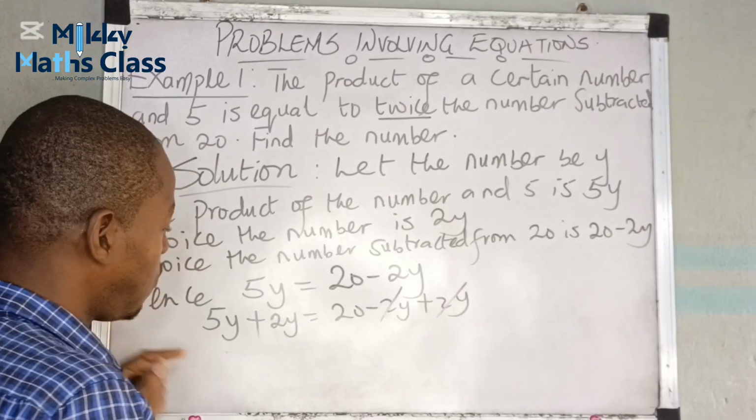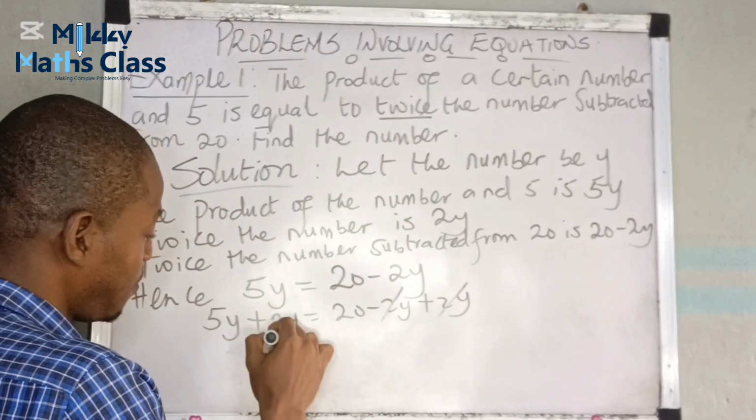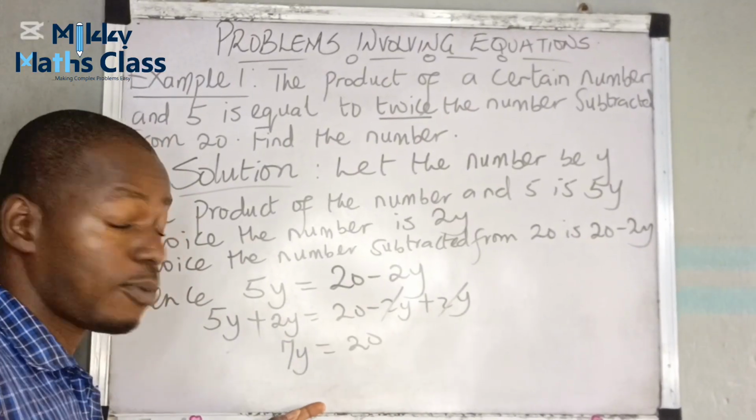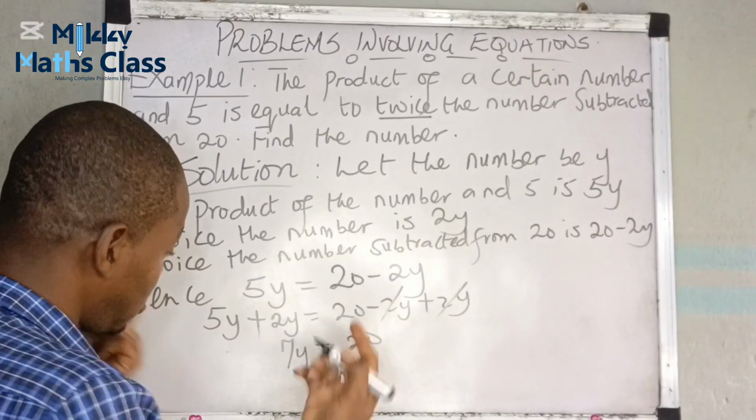This and this go off. So 5y plus 2y will give us 7y. So 7y is equal to 20. Now divide both sides by 7 to get our number. And that's the final answer.